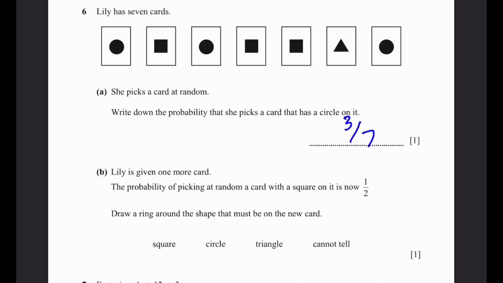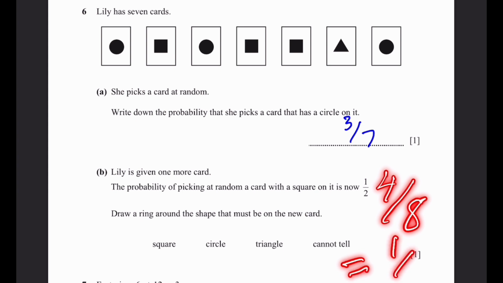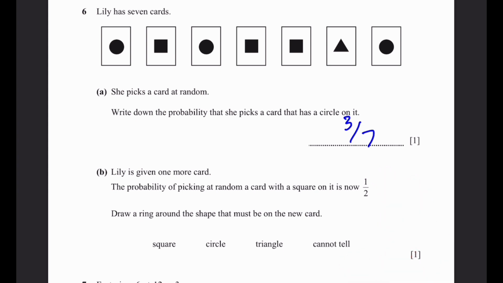B. Lily is given 1 more card. The probability of picking a random card with a square on it is now 1 by 2. Draw a ring around the shape that must be on the new card. Originally, the probability of a square is 3 by 7. Now, if we add 1 more card, this will become 3 by 8 if it's not a square, and if it's a square, it'll become 4 by 8. 4 by 8 is equal to 1 by 2. That means the last card which she has added must be a square.